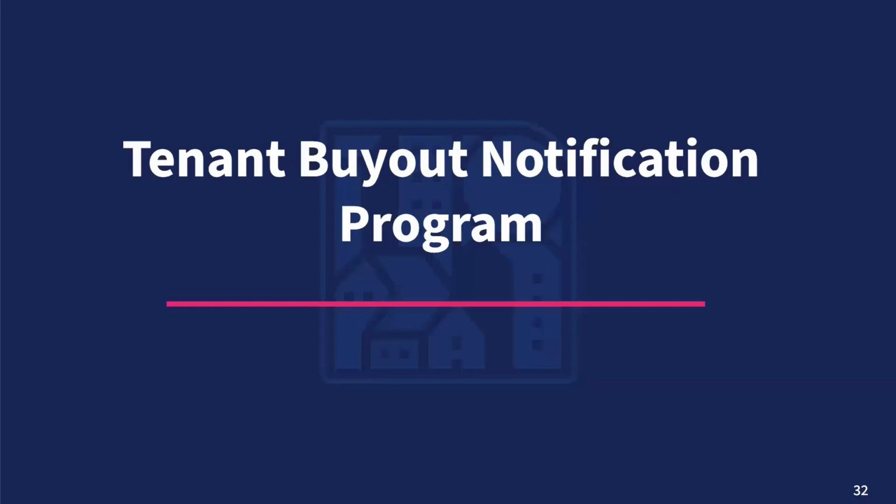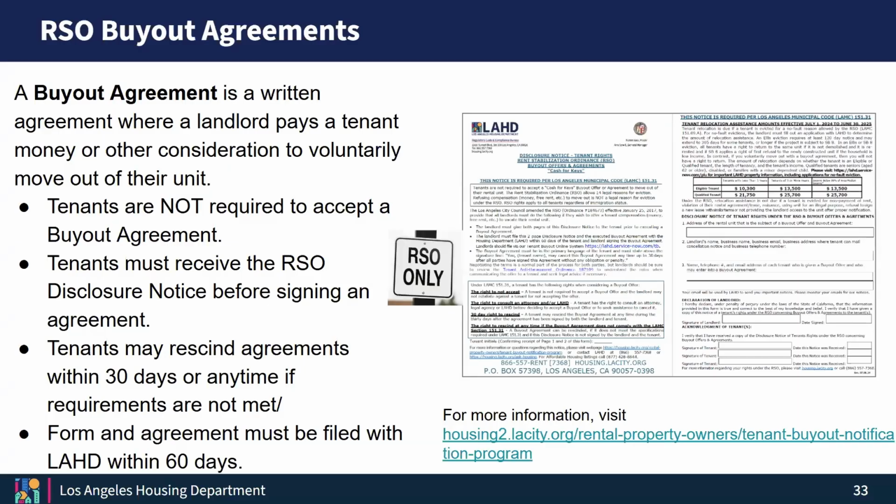Tenant buyout notification program. RSO buyout agreements. A buyout agreement is a written agreement where a landlord pays a tenant money or other consideration to voluntarily move out of their unit. Tenants are not required to accept a buyout agreement. The tenant must receive the RSO disclosure notice before signing an agreement. Tenants may rescind agreements within 30 days, or any time if the requirements are not met. The agreement must be filed with the housing department within 60 days.